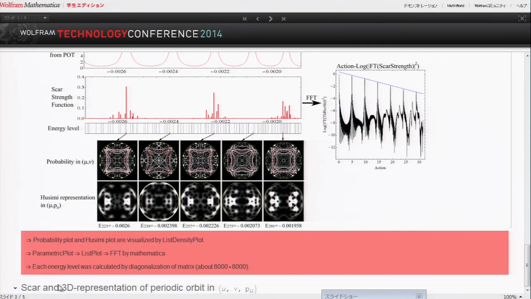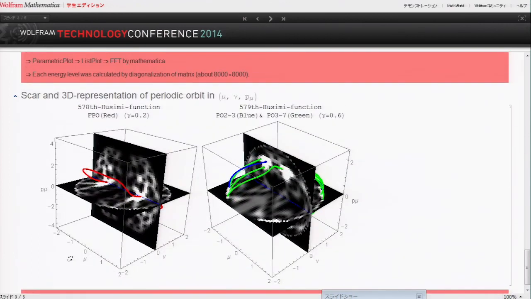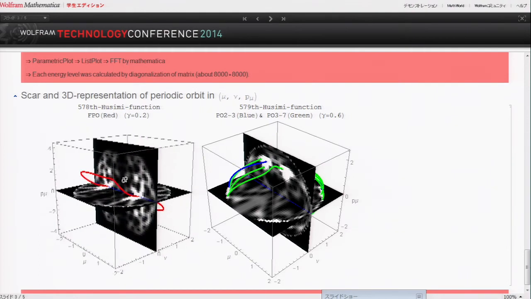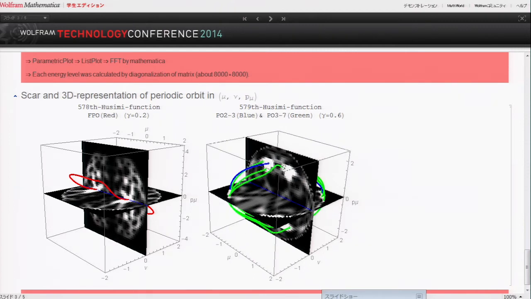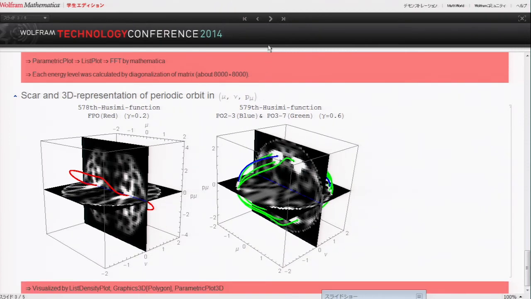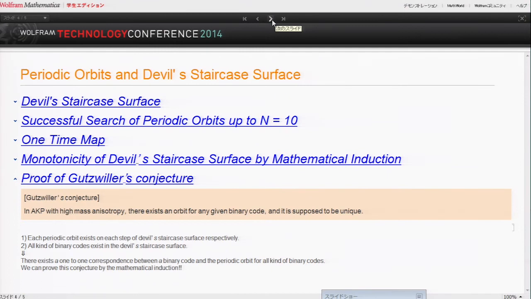And we introduce a 3D presentation of periodic orbits. This is the fundamental periodic orbit in this new p mu space, and another periodic orbit is this. And next, I pay attention to the periodic orbit itself.